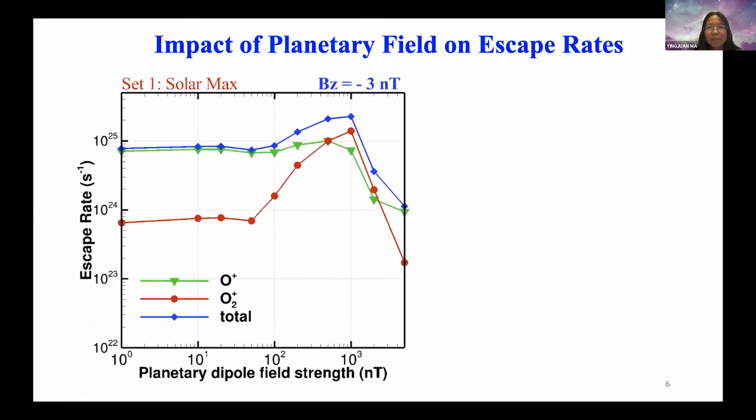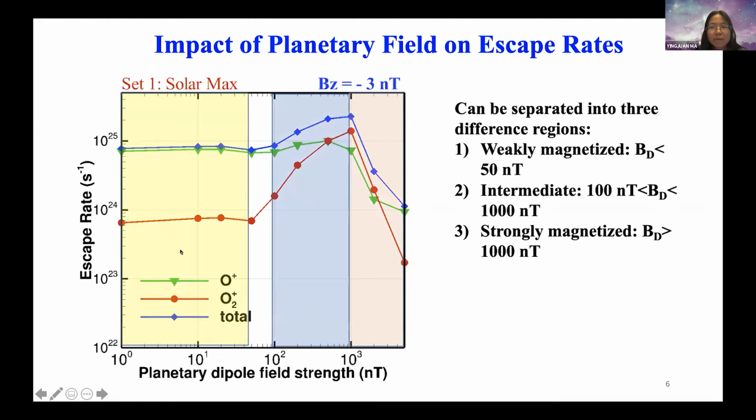How does the ion escape rate vary with planetary magnetic field? Here we plotted the ion escape rate as a function of planetary dipole field strength, with O+ in green, O2+ in red, and the total planetary ion species in blue.